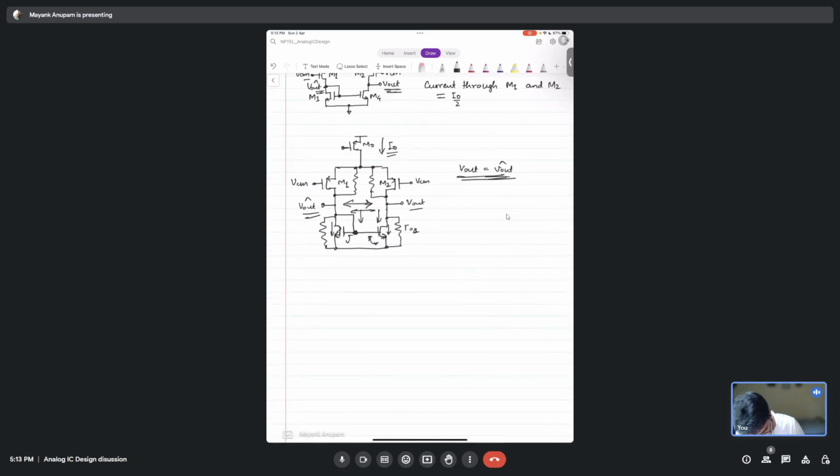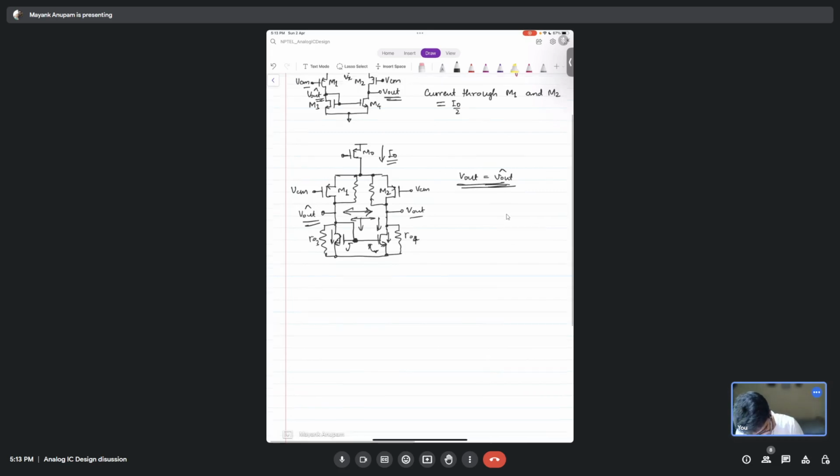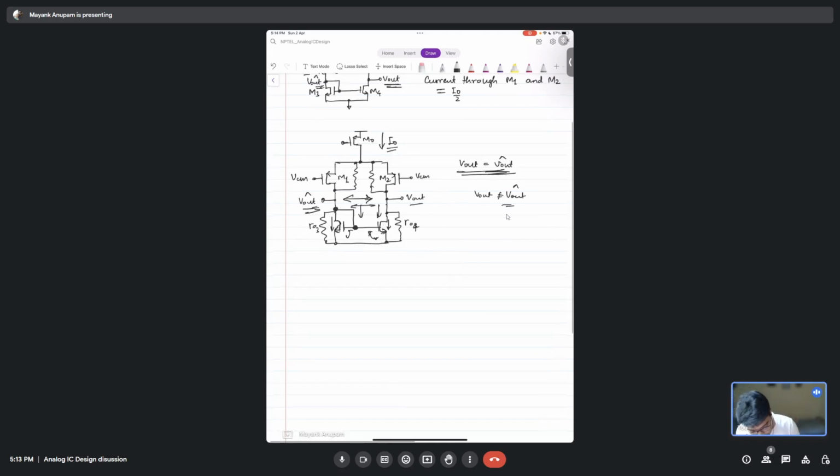Let's say this is RO4 and this is RO3, right? If the voltages V out and V out hat are not equal to each other, then only and only then can there be a current mismatch between these two, right? Now let's say there is a current mismatch between these two, correct?